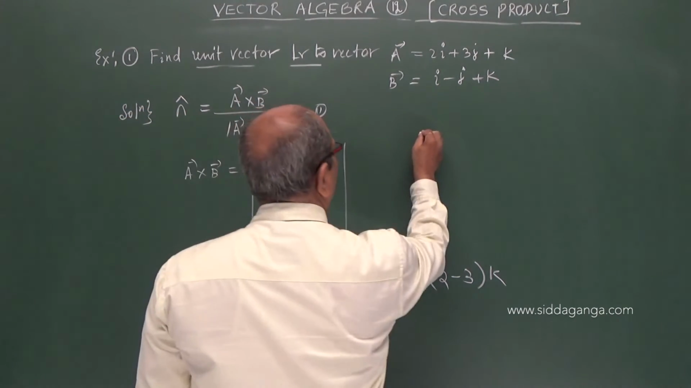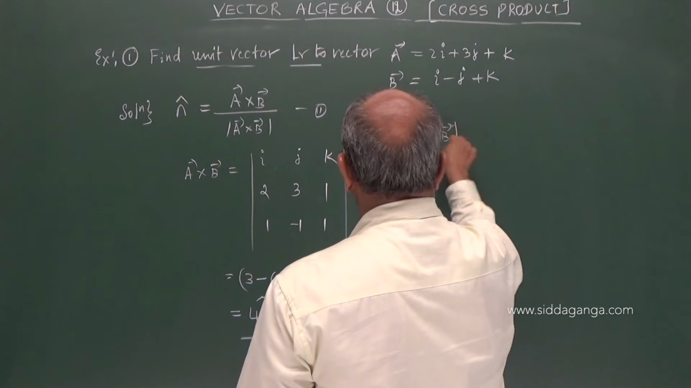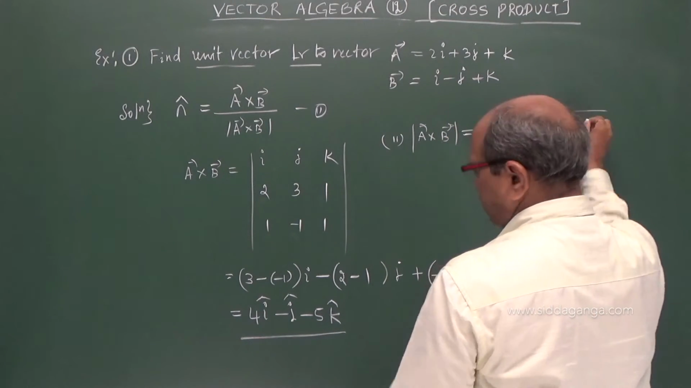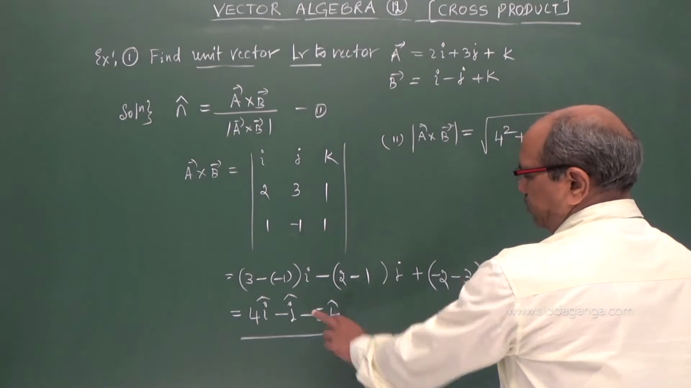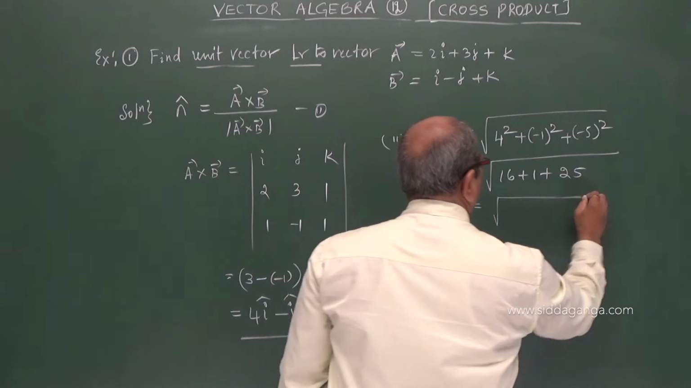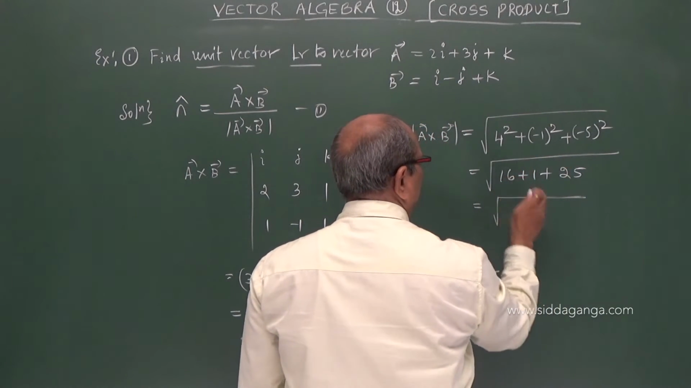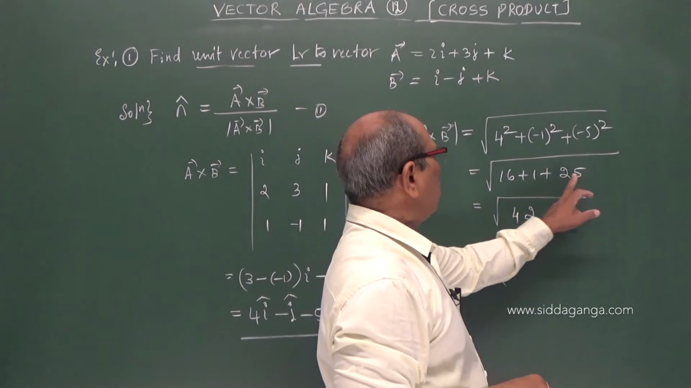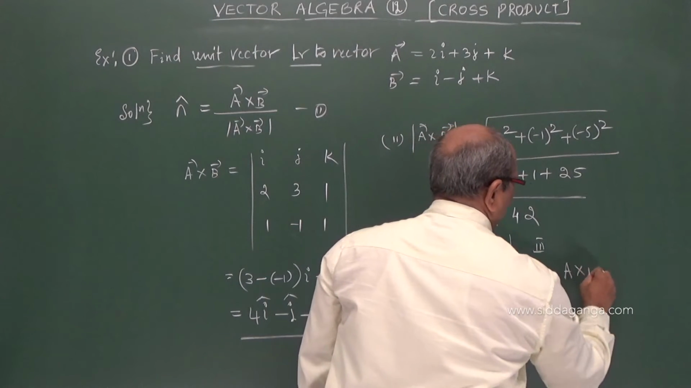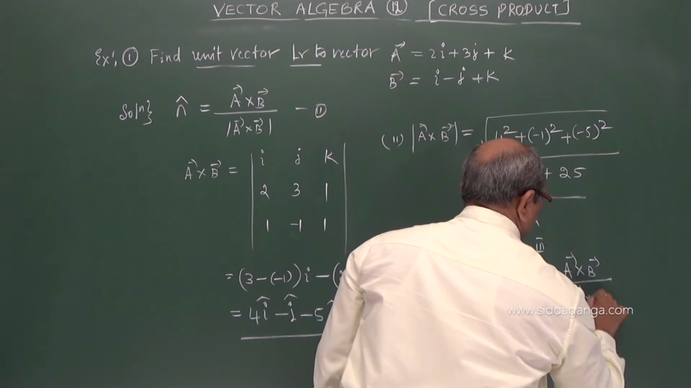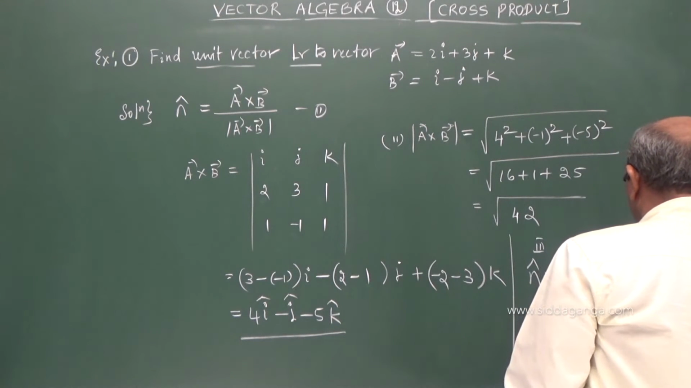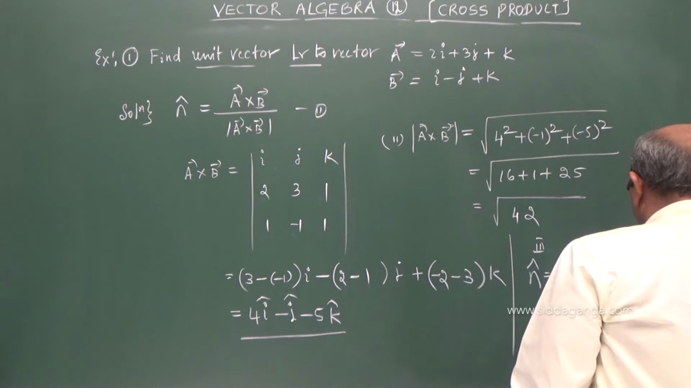Now the magnitude is required. Second step, magnitude of a cross b is the root of 4 square plus minus 1 square plus minus 5 square. So the square root of 16 plus 1 plus 25 is root 42. Now the question asks for the unit vector. Third step, a cross b divided by the magnitude of a cross b equal to 4i minus j minus 5k divided by root 42 is the answer.